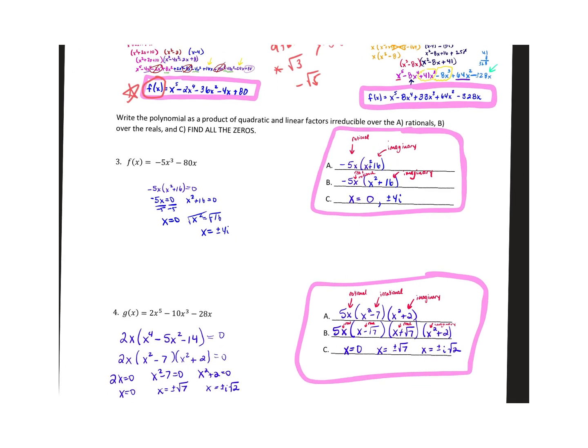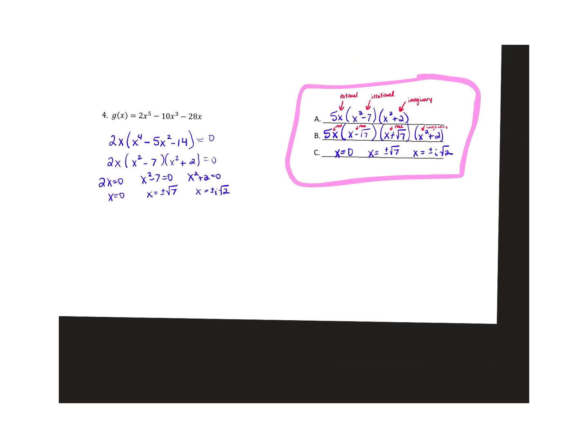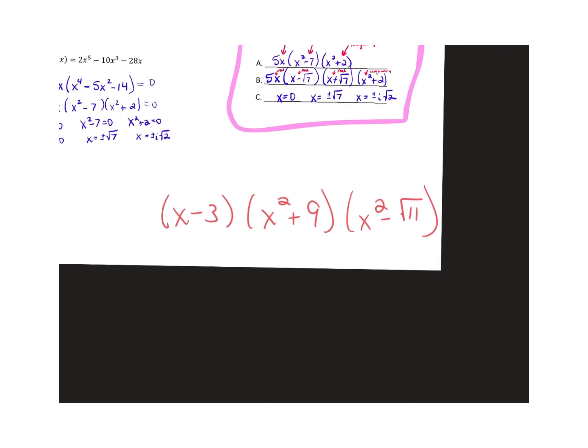You guys are perfectly fine with factoring. You're perfectly fine with finding the zeros. What does x equal? It's the irreducible over the reals versus the rationals that gives you a tough time. So if you had something like this, let's just say you had x minus 3, x squared plus 9, and x squared minus the square root of 11, all right? These are my 3. When I factor, this is what I get.